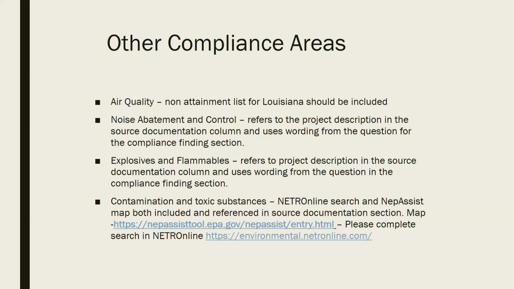The last section is the contamination and toxic substances. We used to require that you do a NEPA Assist search and a NEPA Assist map, but this year we're changing it. There's a new system called Net Roll Online, which is a search database where you enter your project location and it'll yield results for that area. You're going to include that with your environmental review as well as the NEPA Assist, and both of those websites are included.